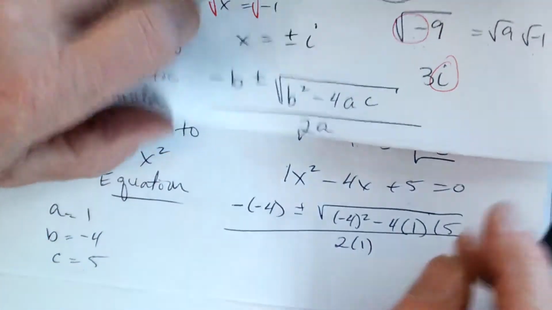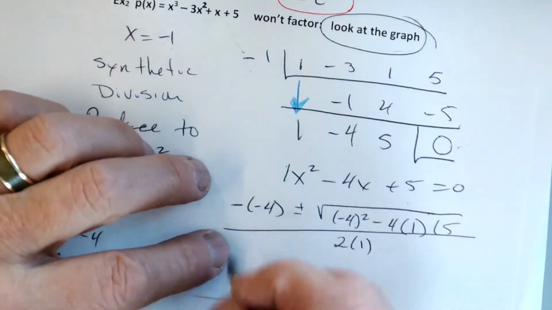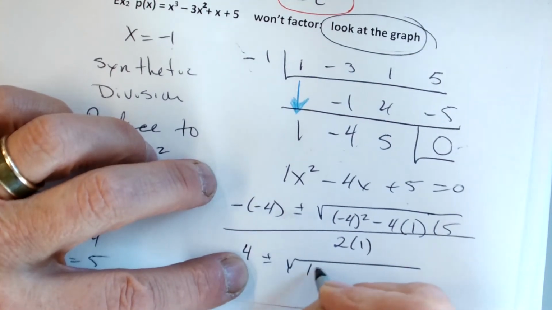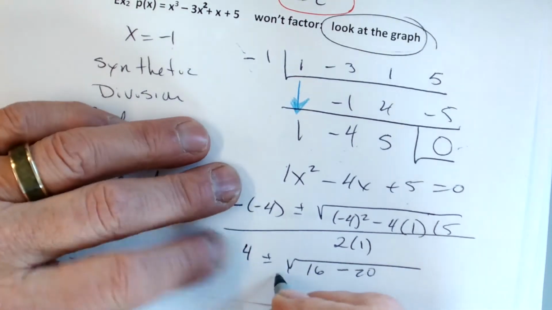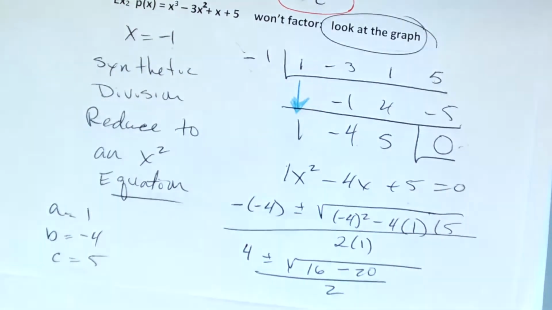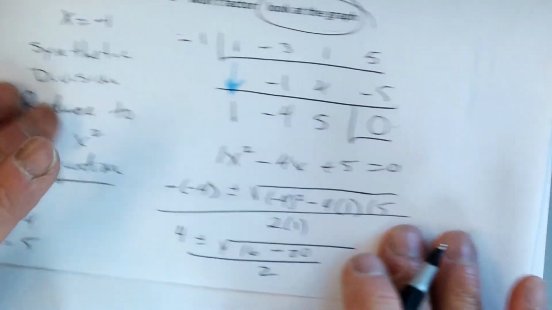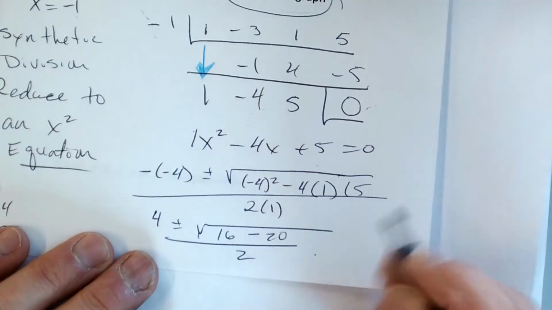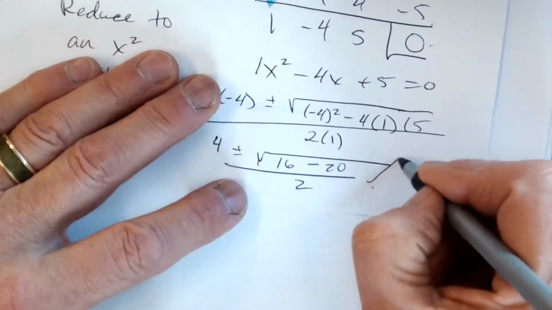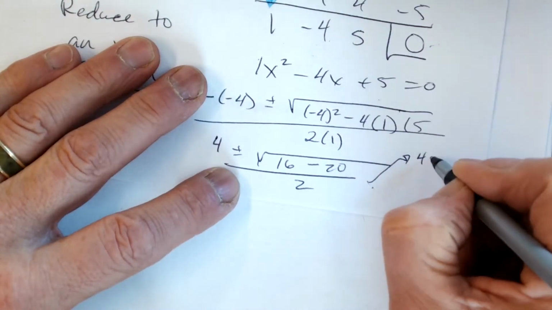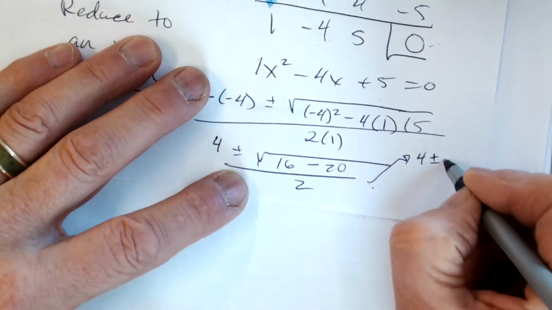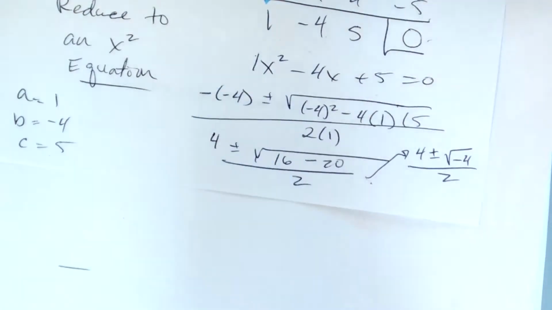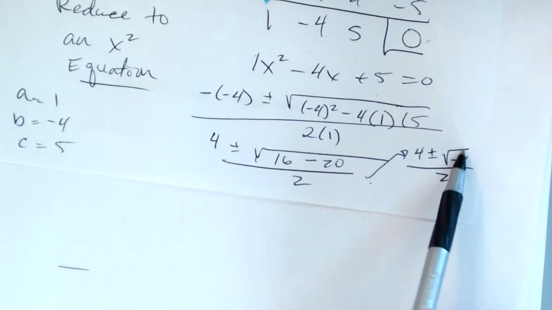And then if I simplify this, I've got a positive 4 plus minus square root of 16 minus 20 over 2. I'm going to run out of room, but I can squeeze this over here. I might have to squeeze it over here so you guys can see it. 4 plus or minus the square root of negative 4 over 2, right? 16 minus 20. Okay, that's got to be an I, right?